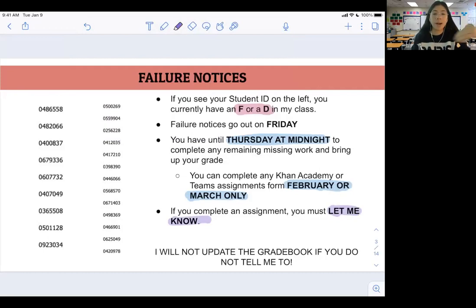So I might do that at the end of the marking period, but I'm not going to do that tomorrow or Friday. So if you get something done, you have to tell me because I'm not going to look through each and every single student. Understood? Any questions? I will not update the gradebook if you do not tell me to. So again, you have to tell me when you're done with your assignments so that I can go back and update your score.